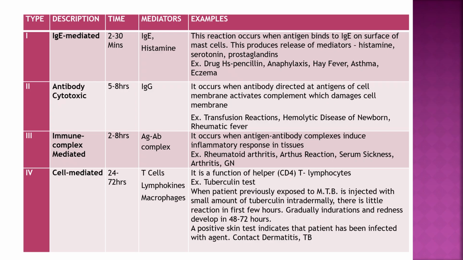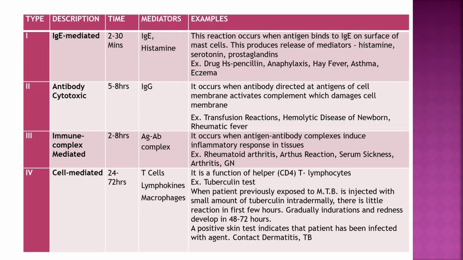Type 2 is antibody cytotoxic, occurring within 5 to 8 hours, with IgG as the mediator. It occurs when antibody directed at antigens of the cell membrane activates complement, which damages the cell membrane. Examples: transfusion reaction, hemolytic disease of the newborn, rheumatic fever. Type 3 is immune complex mediated.